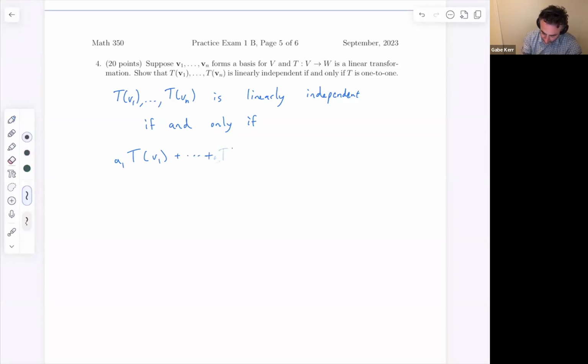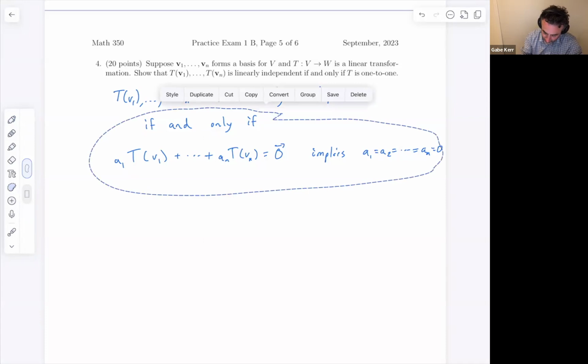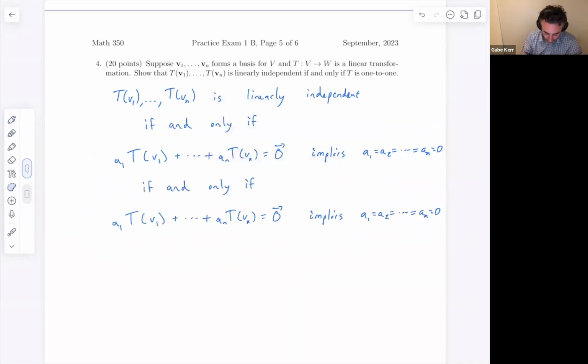and these coefficients, that implies that all of the A's are 0. Which is true if and only if. I gotta use my notability. Save a little time in life.